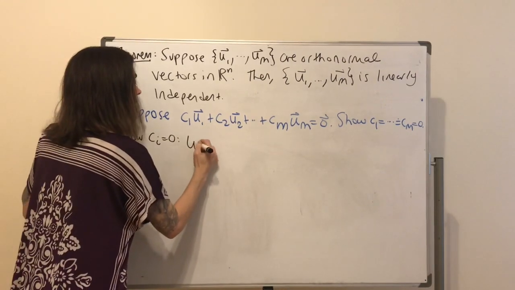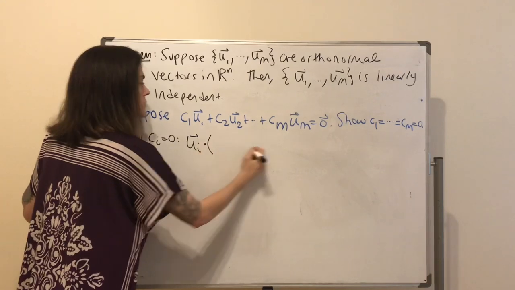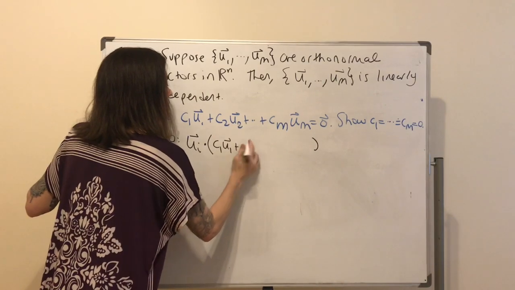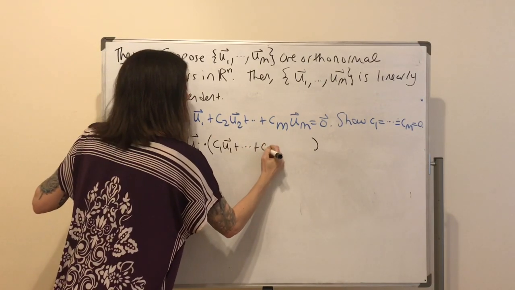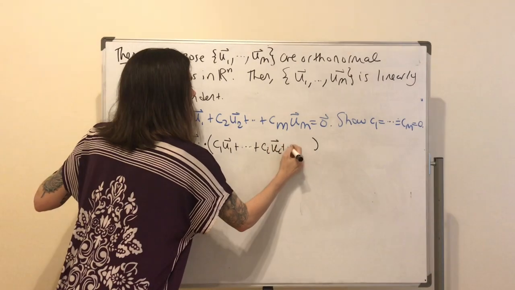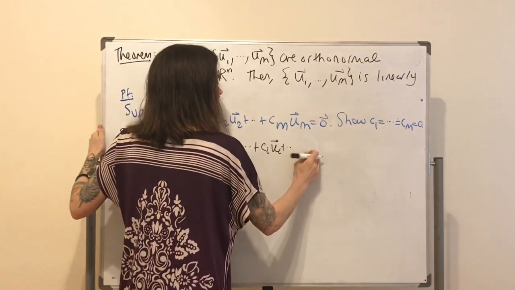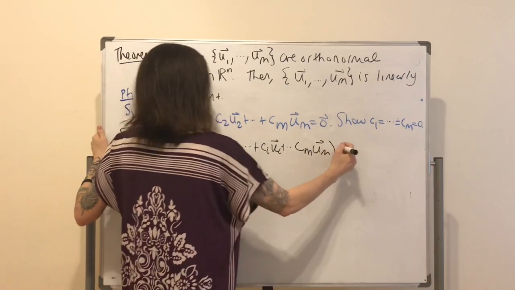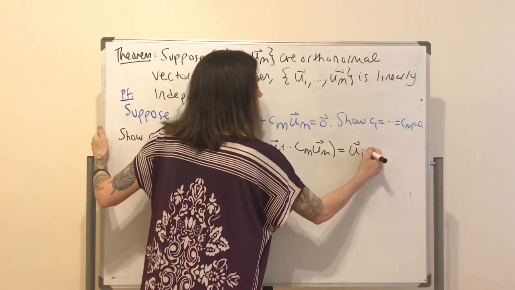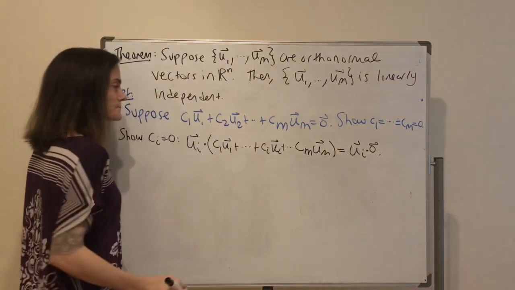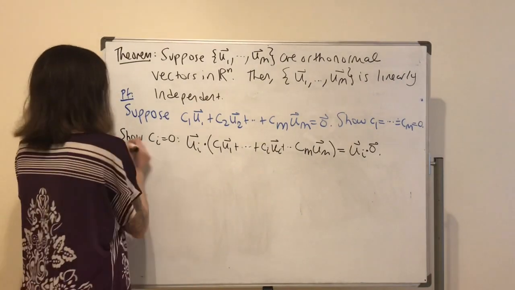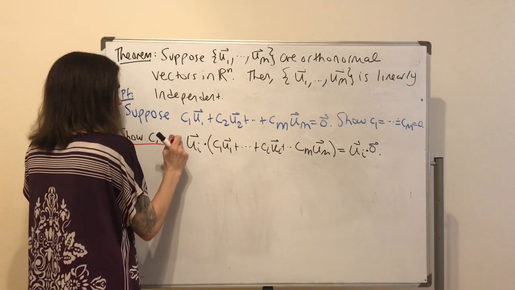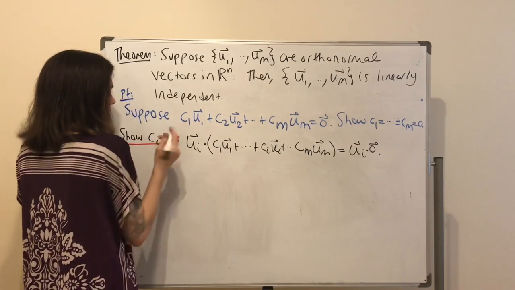So if I take ui dot this whole thing, c1 u1, and there's some little ci ui in here, whatever that happens to be, and then the very last one is cm um. And this will be equal to, well, I just take the dot product on this side. Now this is not part of my equation. This is what I'm doing, showing ci is 0.